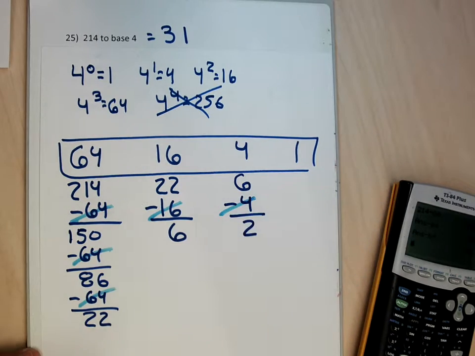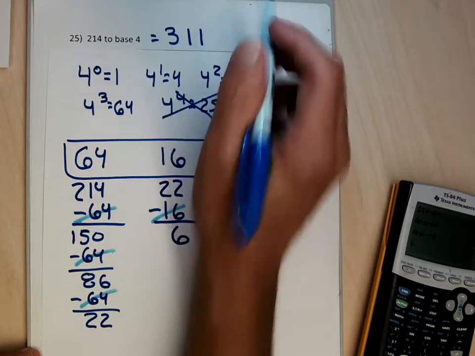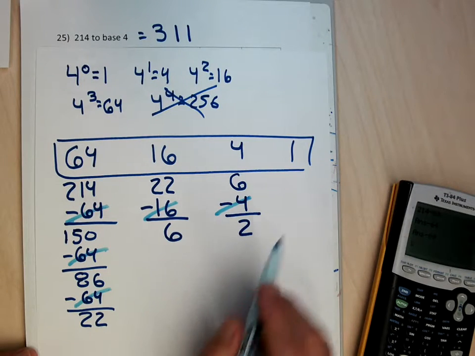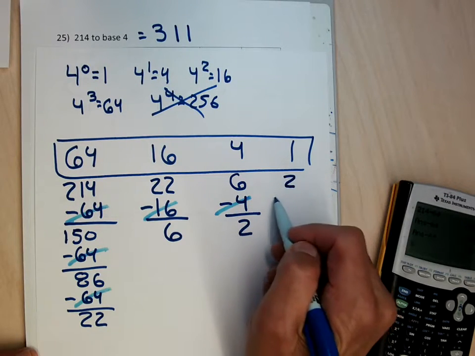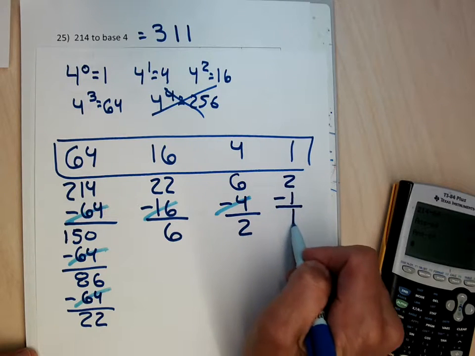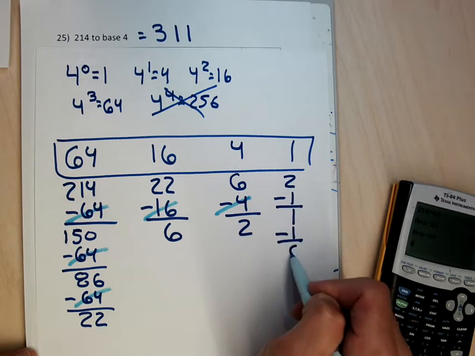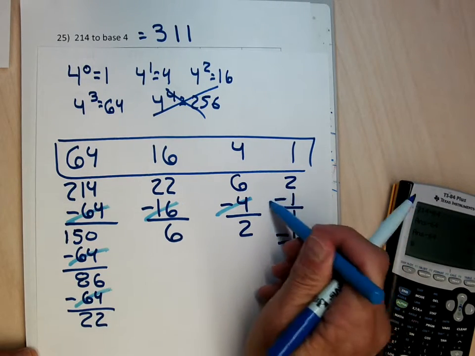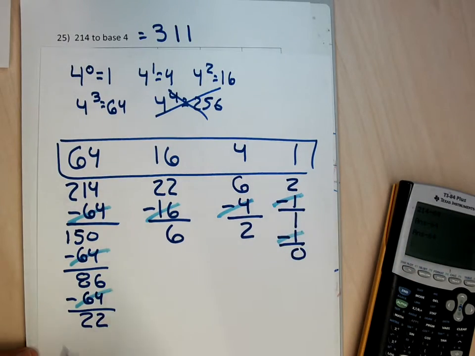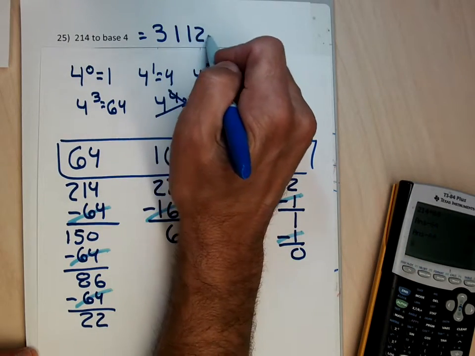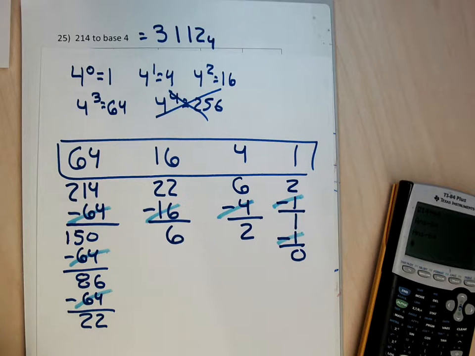In my answer, I get a 1 for the 1 time that I could do the subtracting. I carry my remainder over. I go 2 minus 1 is 1. 1 minus 1 is 0. Last part of my answer is going to be the number 2 for the 2 times I can subtract, and the subscripted 4. So my answer is going to be 3112 base 4.